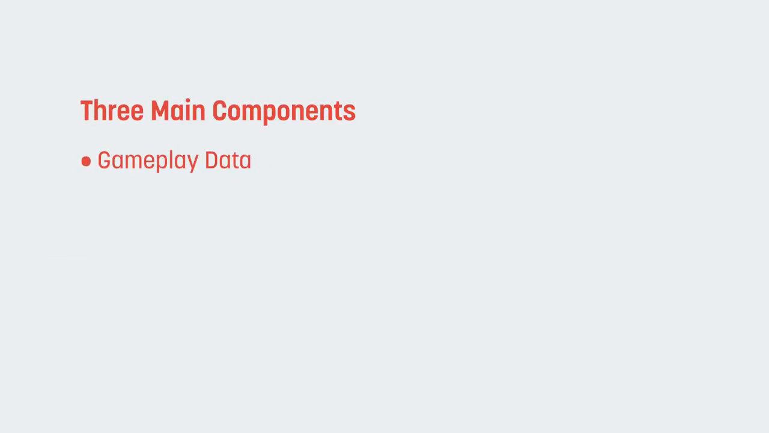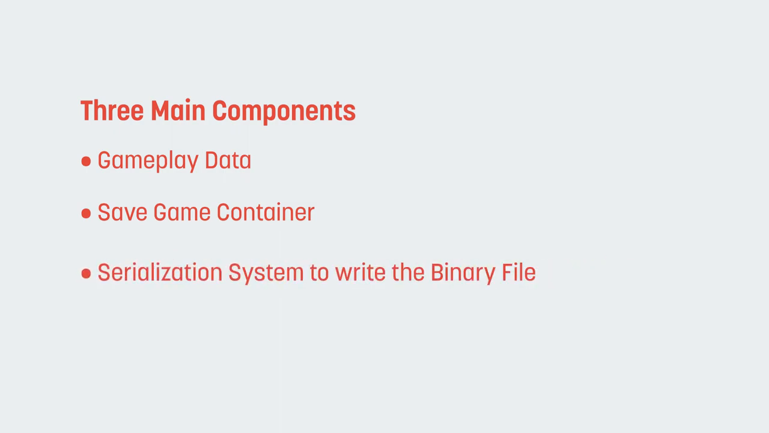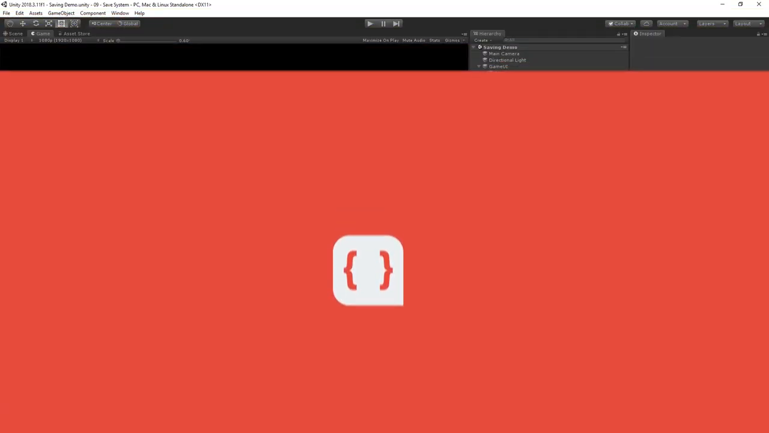So there's three main components here. Firstly, there's our game classes that need data stored. Secondly, there's our save game class that will hold the data. And finally, our serialization system to actually handle the saving and loading of the text file. With that in mind, let's get started.